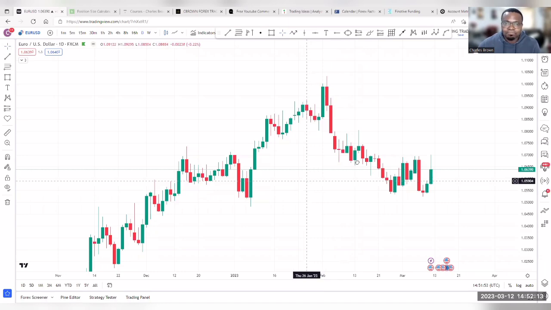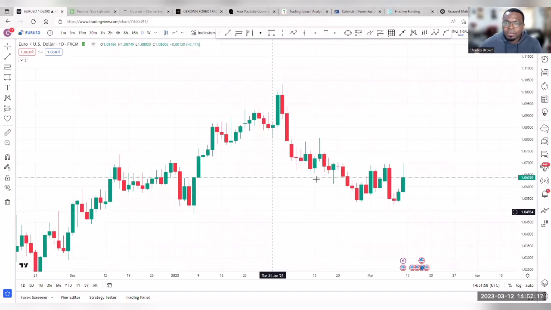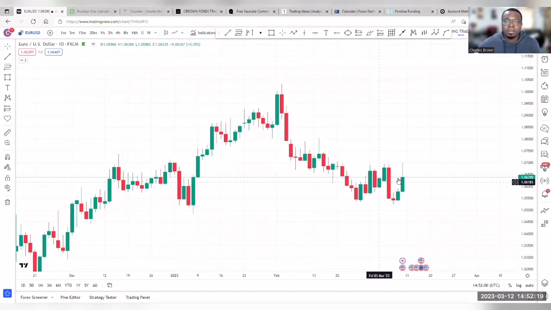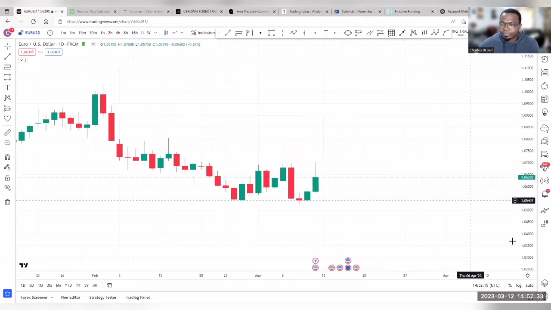So we're looking at the weekly analysis right now, at what the market will be showing us this coming week. Now we're looking at the daily time frame. If you check the daily time frame, this was Monday, this was Tuesday, this was Wednesday, Thursday, Friday. So what can you see?